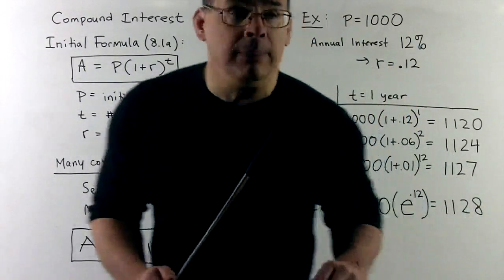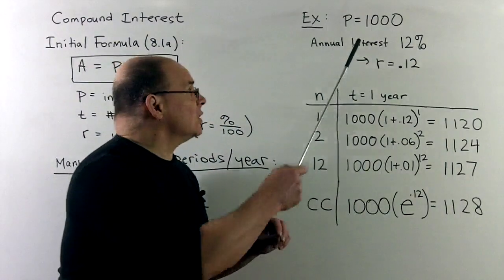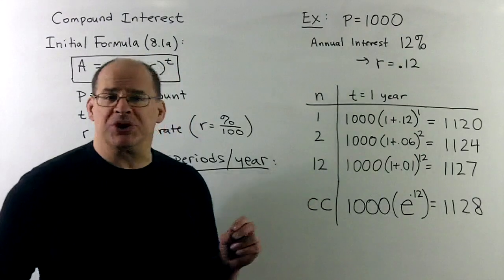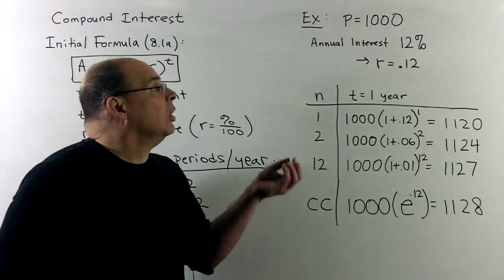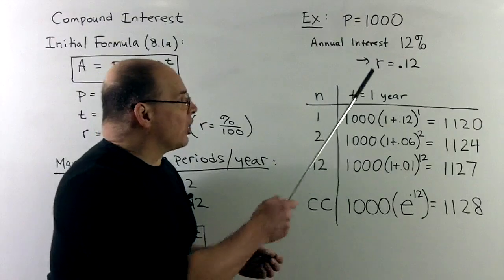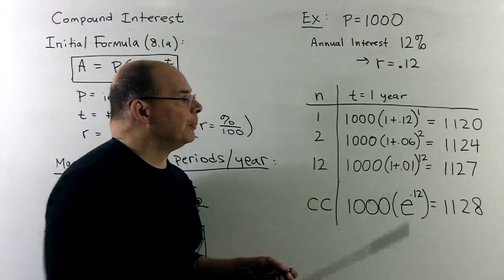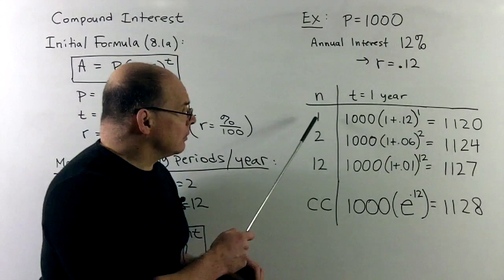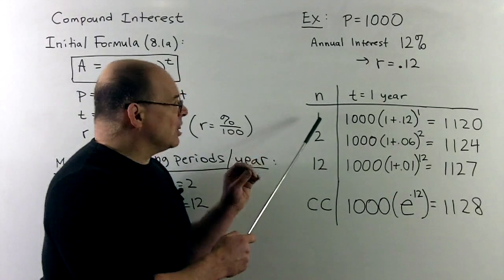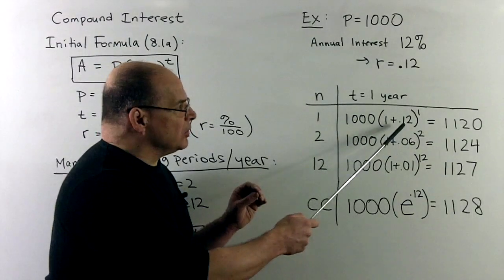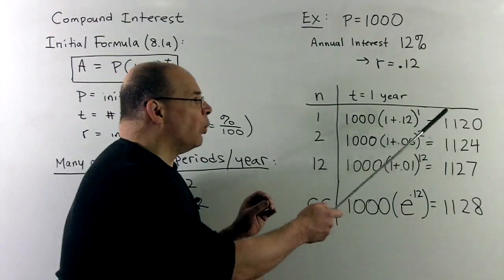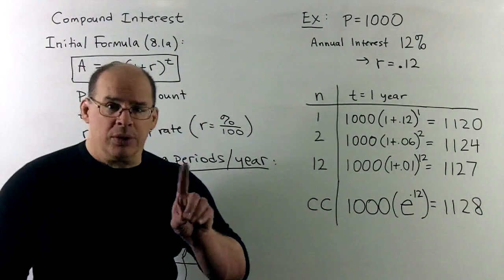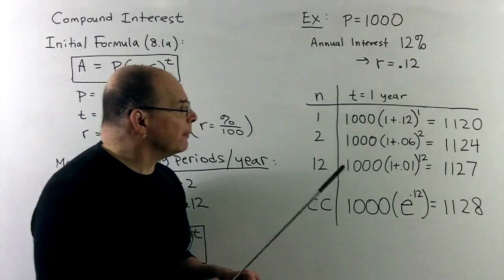Let's look at an example. So let's suppose the initial amount's 1,000. We'll have annual interest equal to 12%, so the numbers are easy. We divide by 100 to get our r equal to 0.12. Let's compare what happens at the end of 1 year. Now, with just collecting interest at the end of the year, we just use the 0.12. That'll give us $1,120.